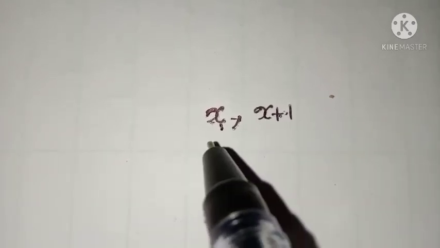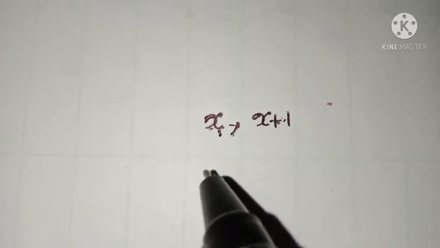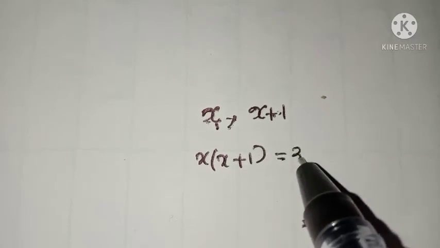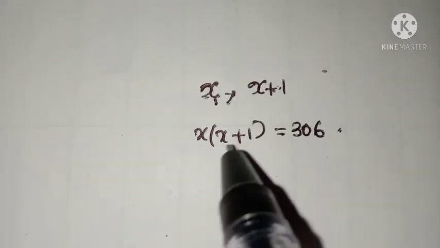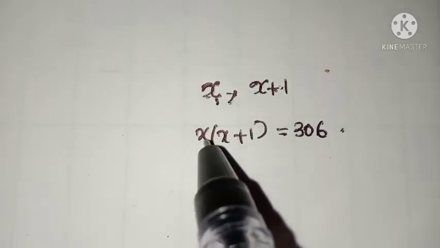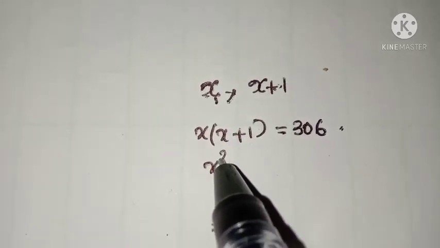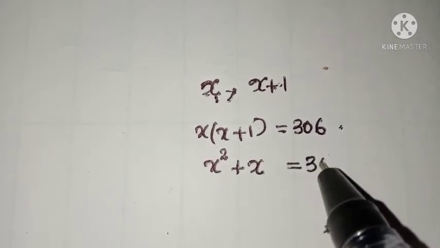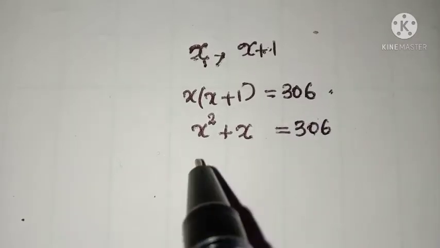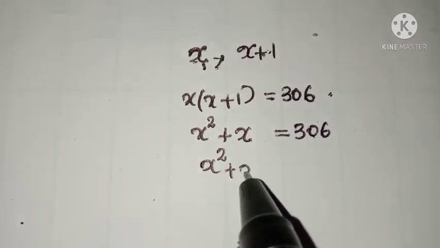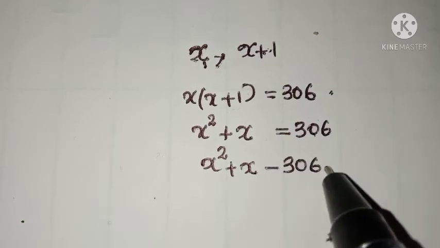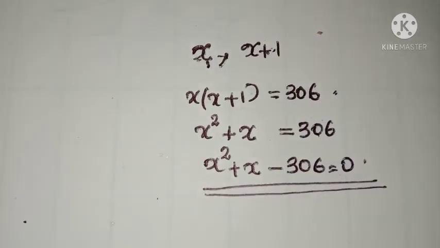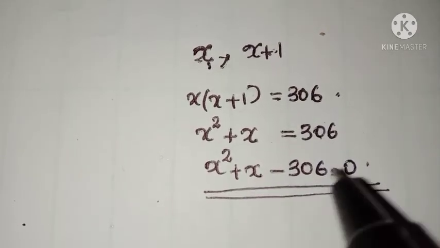Now listen, the product of these two consecutive integers is given. That is x into x plus 1 is equal to 306. This is our given situation. Now open the bracket. x into x, x square plus x into 1, x is equal to 306. Take this 306 to the left side. So x square plus x minus 306 equal to 0. So we represented the given situation in the form of a quadratic equation.